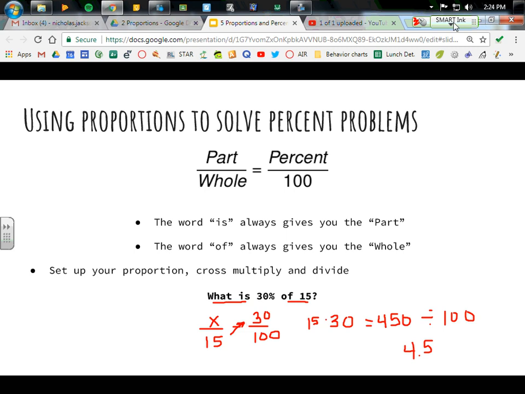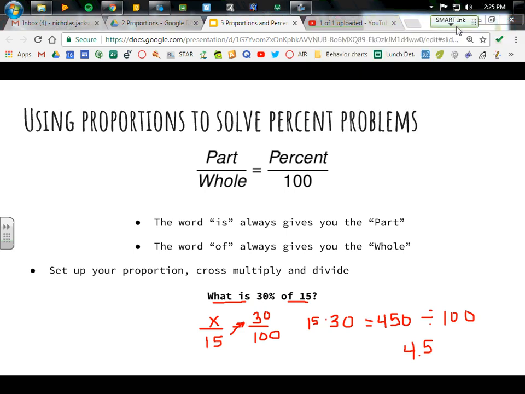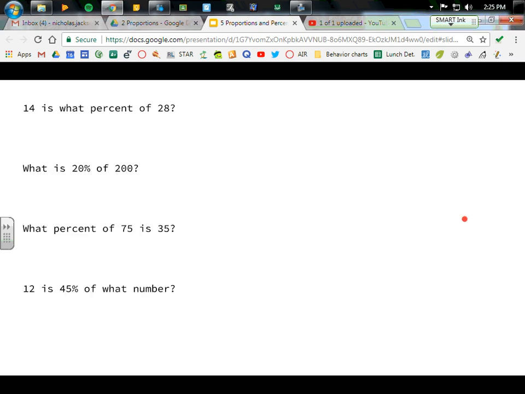It's really that simple, as long as you can recognize what it is you're looking for. Are you looking for the part? Are you looking for the whole? Are you looking for the percent? You could be looking for any of those 3 things. The only surefire part of this proportion is the 100. That's never going to change. You could be looking for any of the other pieces. All right, so we're going to clear ink and move on.